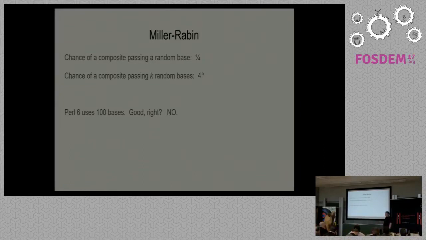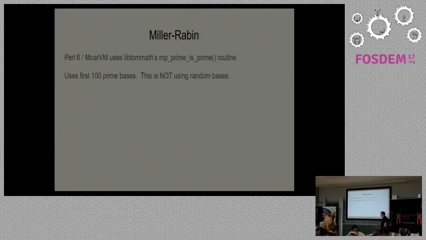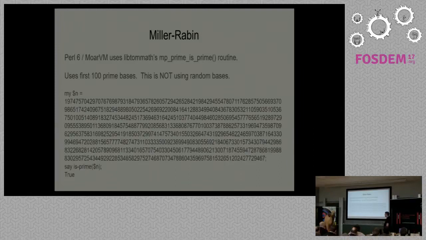No. The reason why this is not a good idea is actually twofold. Number one is that in MoarVM, it uses libtommath, and libtommath does not use random bases. It uses the first 100 prime bases, which sounds great until you find out that in 1994, someone published a paper which showed you how to generate counterexamples to this. So this is a particular number that he published. There's an algorithm to generate these. And Perl 6 will tell you that this is prime. It is not prime. There are ways to fix this. We'll talk about that in a minute.